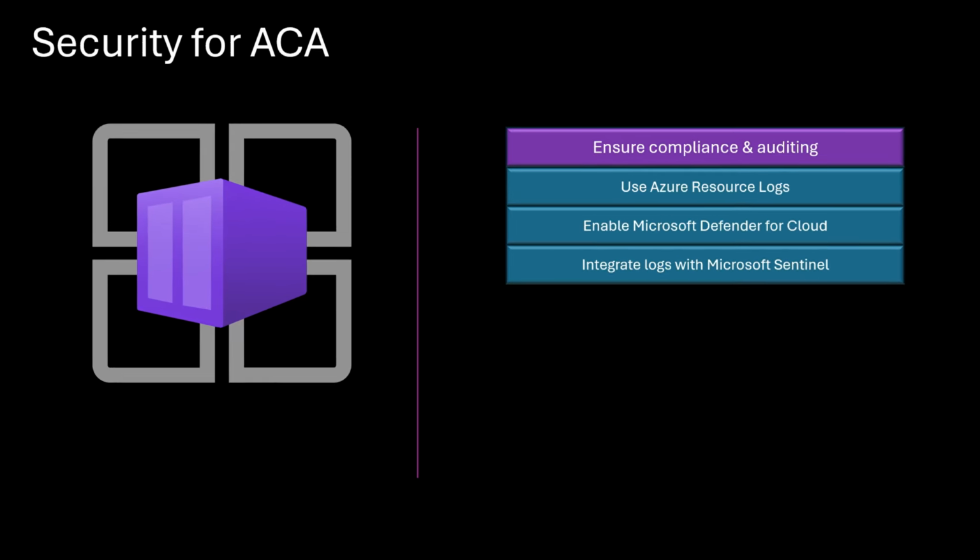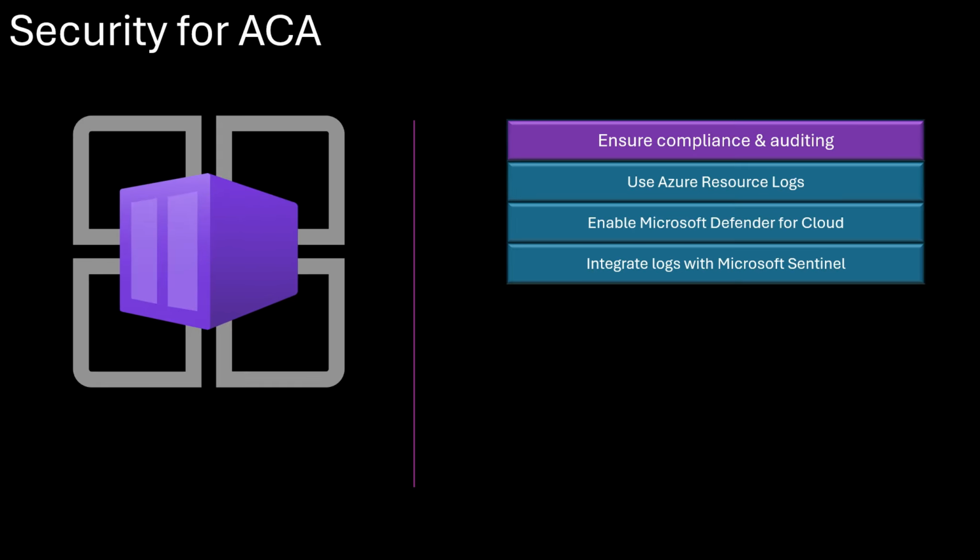You need to track all admin activity across Azure Container Apps, Azure Kubernetes Service, and Azure Container Registry for audit and compliance purposes. How do you maintain security compliance? You should use Azure Resource Logs to track who accesses your containers and when. You should enable Microsoft Defender for Cloud to generate security recommendations and integrate logs with Microsoft Sentinel for SIEM-based security analysis. Bottom line, you should audit administrative access regularly and keep logs for forensic investigations.